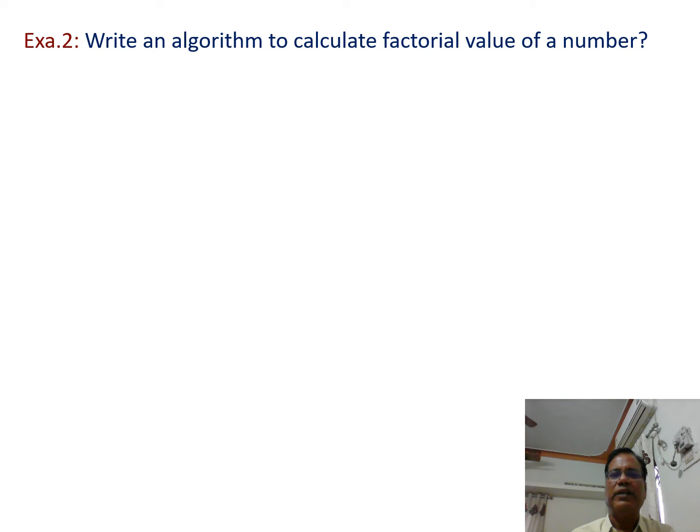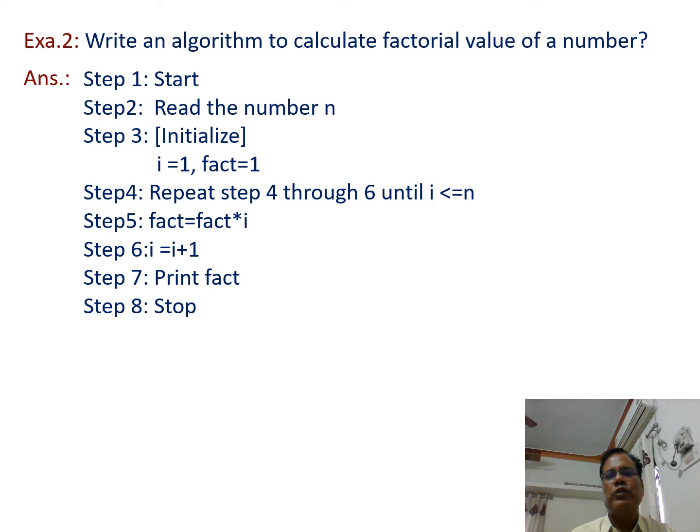Now let us take another problem: write an algorithm to calculate the factorial value of a number. An algorithm in pseudocode is written like this. Step 1, start. Step 2, read the number n. Step 3, initialize I equal to 1, fact equal to 1. Initialization of some variables. Step 4, repeat steps 4 through 6 until I is less than or equal to n.